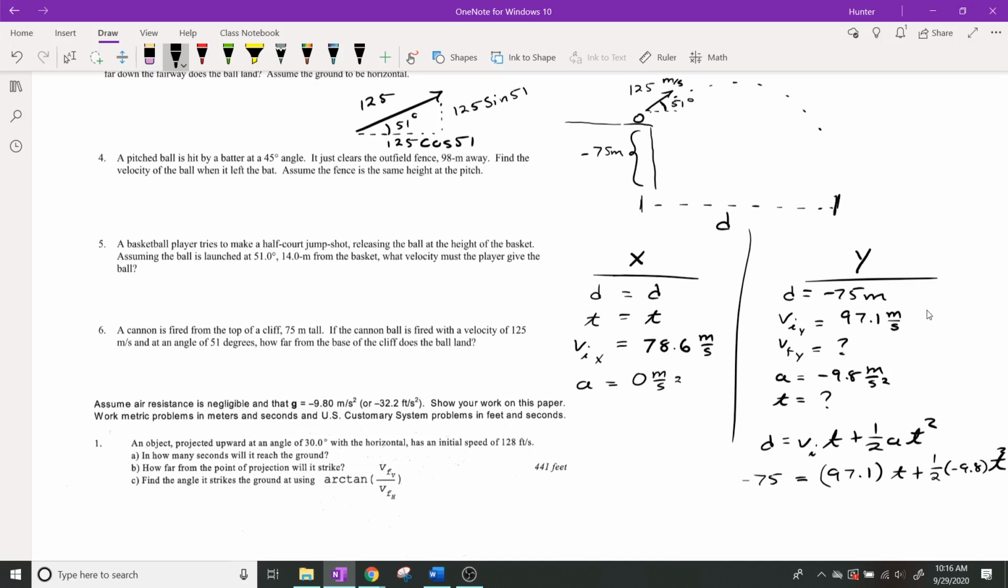So the first thing we need to do is get everything to the left side so that you have 0 equals... what's half of 9.8? 4.9? So it's negative 4.9 t squared plus 97.1 times time plus 75. It's usually easier to write it like your math teachers taught it to you. And that's a proper quadratic right there. We can use the quadratic formula: x equals negative b plus or minus square root b squared minus 4ac all over 2a. We definitely did this to ourselves.